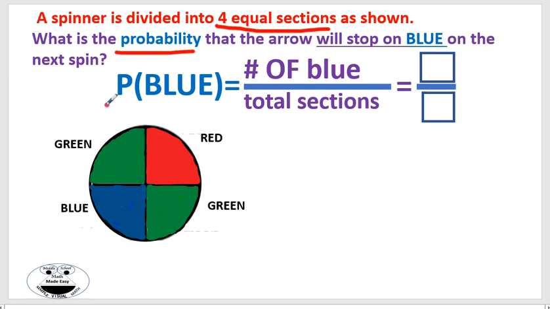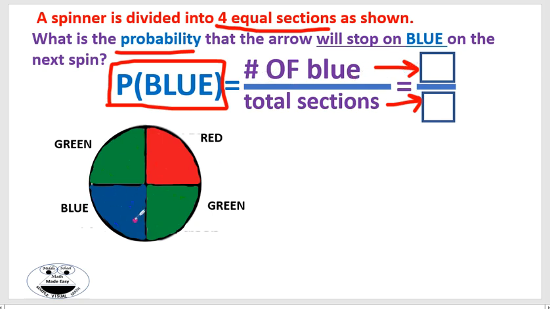So we want the probability of blue, and this is how we write probability of blue. You might not always see the words, what is the probability that the arrow will stop on blue, but if they just write P parentheses blue, that is saying what is the probability that it will land on blue. And what we're going to do is set up our ratio or fraction here, and we're going to put some number on the top and some number on the bottom. And what are we going to put on the top? The number of blue sections.